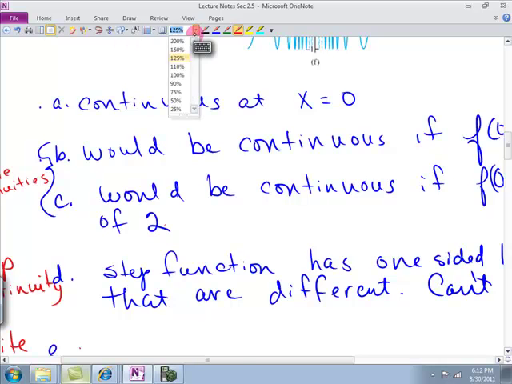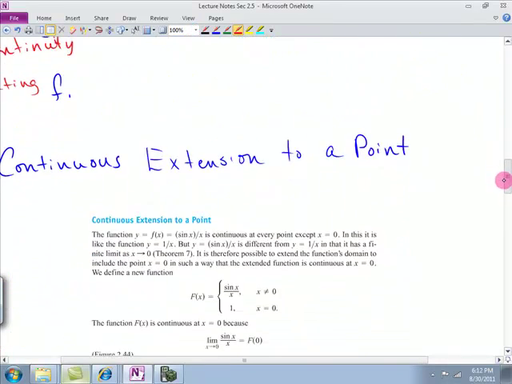Okay, that got really big. We're going to go back down.